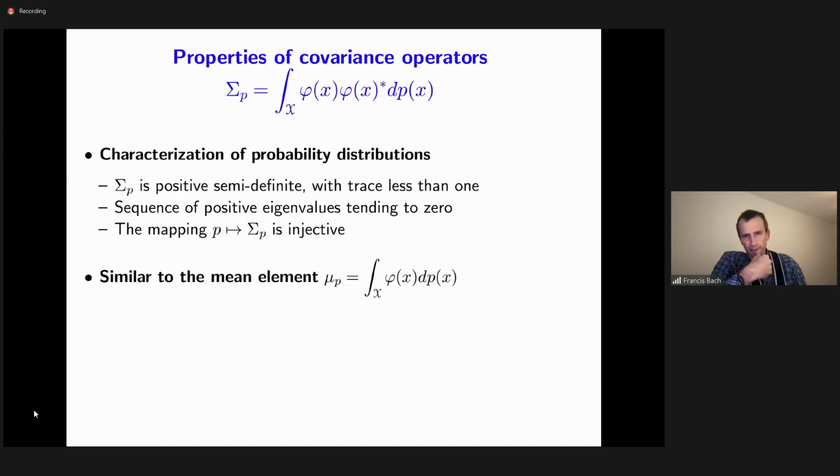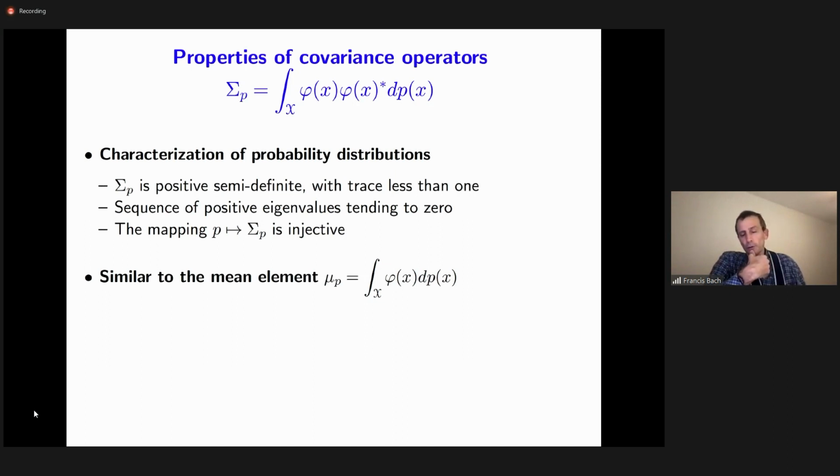So some properties of that covariance operator. First, it is positive semi-definite. It's straightforward from the definition: phi star phi is a PSD. So the trace is less than 1 because I've assumed that the norm of phi is less than 1. And because I have a trace class operator, I have a sequence of eigenvalues going to 0.